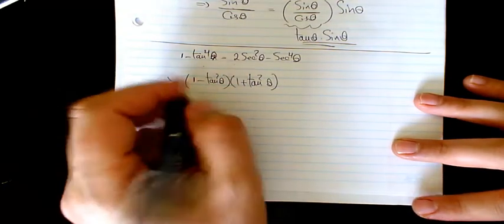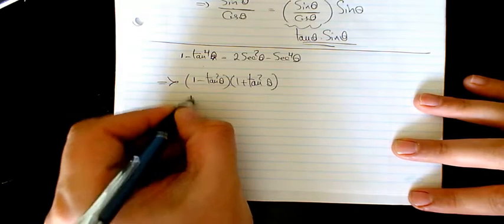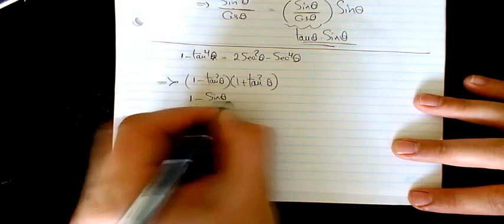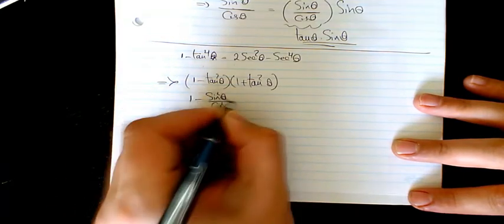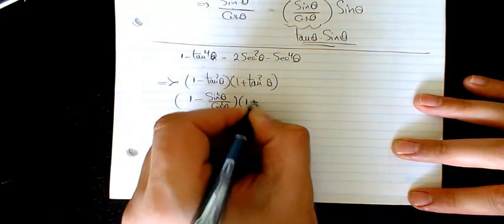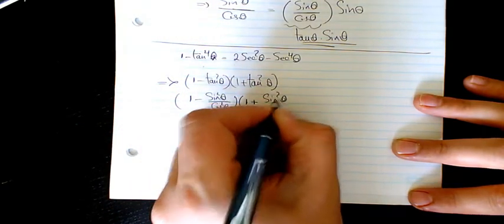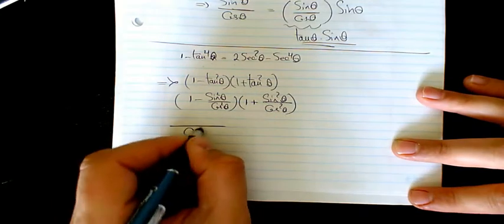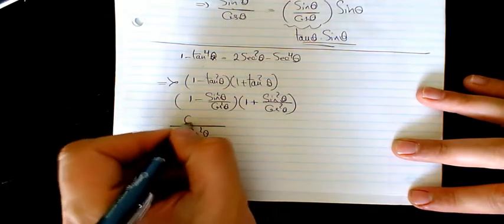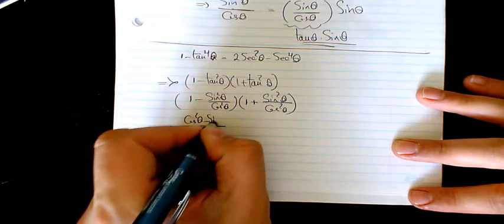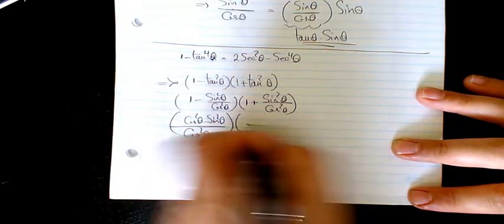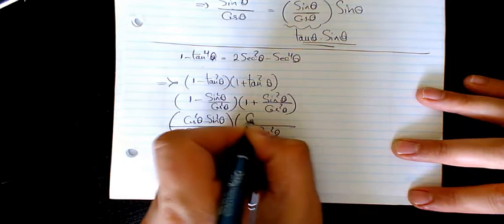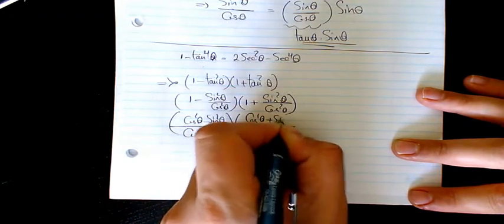So I can write tan as sine divided by cosine, and here 1 plus sine divided by cosine. Now I can have the common denominator, cosine squared minus sine squared theta. Here I have cosine squared theta plus sine squared theta.